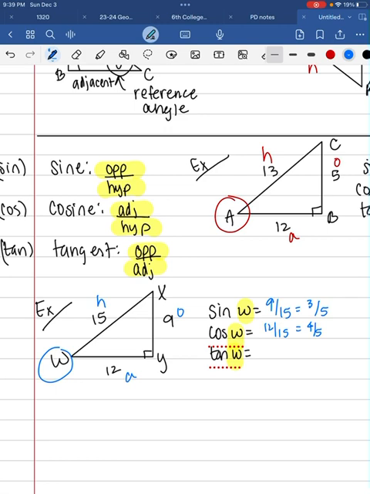Now for tangent, it's O over A. Right here, opposite over adjacent. So opposite is 9 and adjacent is 12. And that simplifies to 3 over 4. All right, check out your answers. See if you got them all right. Good job to those of you who got them all correct.